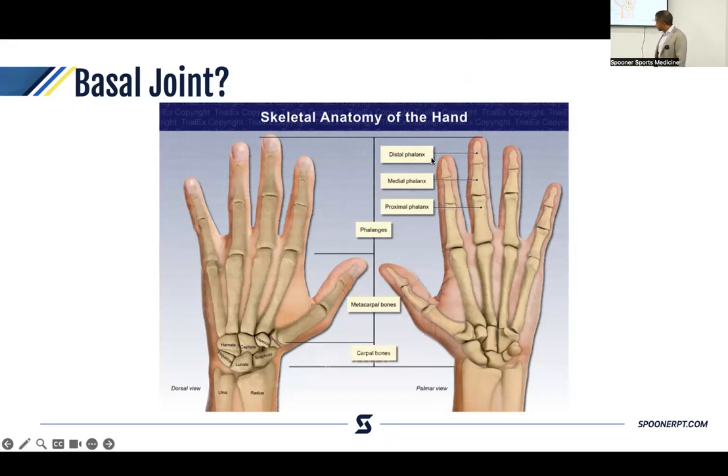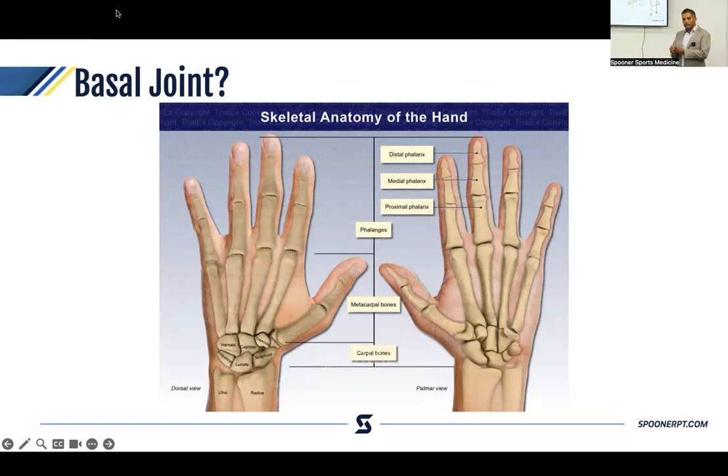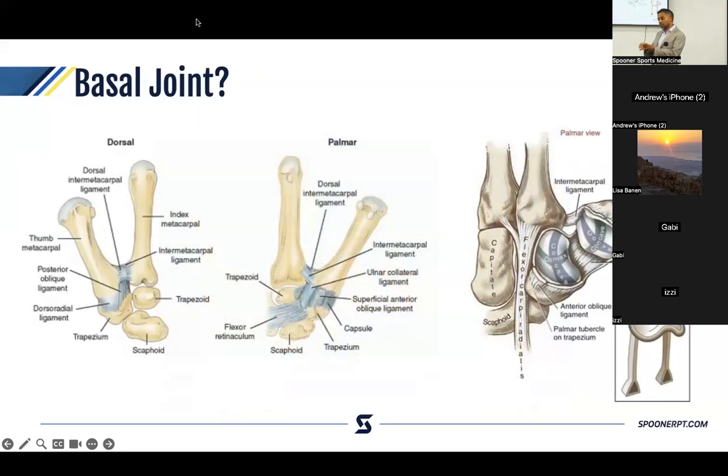Zooming closer into that joint, it is a very stout joint. It's how we generate power with pinch and grasp. There are about 16 ligaments that support that joint, that hold the thumb in that position to the hand, or connect the thumb to the hand to the wrist, I'd say.